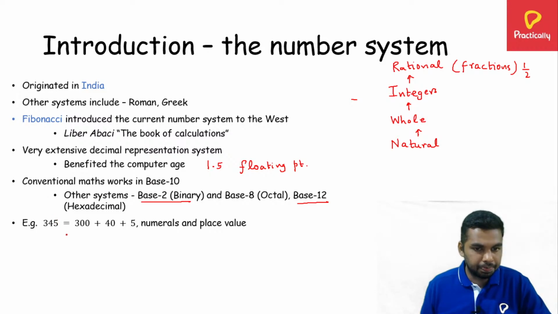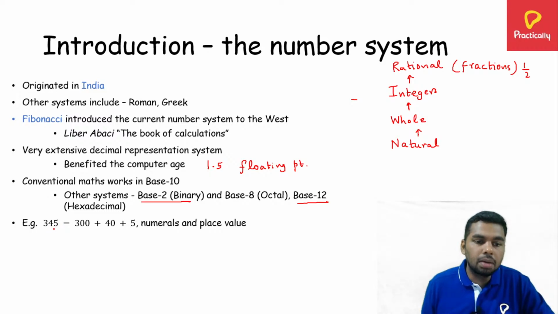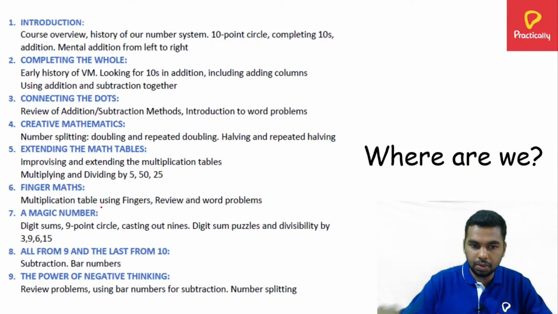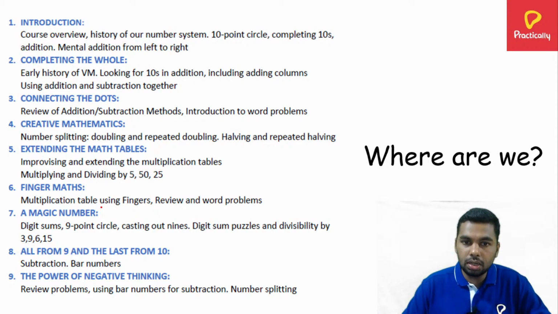The example here shows how we can write a number in terms of its place value and face value. So there is a place value system and there is a face value system. For example, the number 345 can be written as 300 plus 40 plus 5. This shows that 3 is in the hundreds place, 4 is in the tens place, and 5 is in the units place. So 3, 4 and 5 are the face values at those places. All right, so that completes our discussion about the number system.